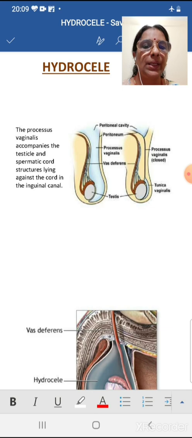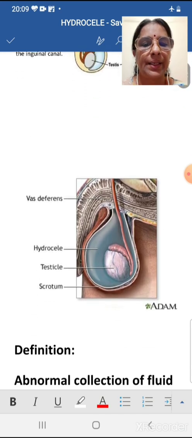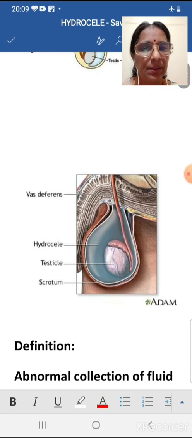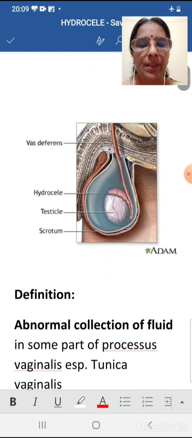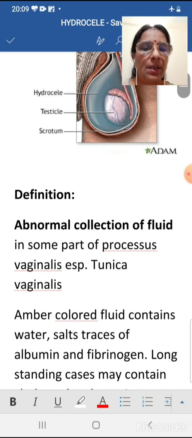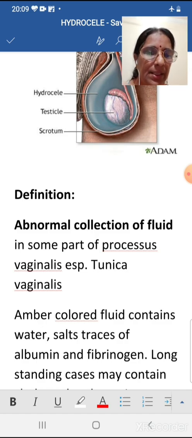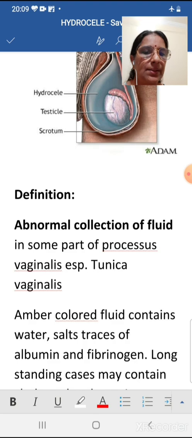So there are many types of hydrocele, congenital or acquired variety. The persistence of the processus vaginalis leads to the congenital type of hydrocele. In the next diagram, you can see the collection of fluid in the tunica vaginalis, that is called hydrocele. So the definition: abnormal collection of fluid in some part of processus vaginalis, especially the tunica vaginalis, is called hydrocele.